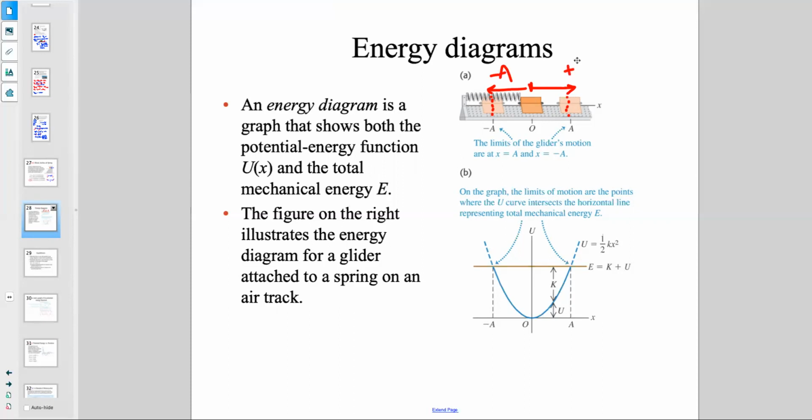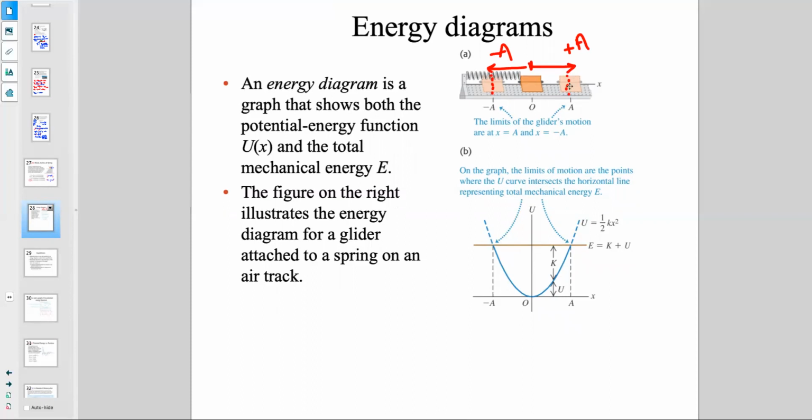All right, so the spring is letting this glider slide back and forth. So the U is half k x squared, okay? That's where the U is. And it's always positive, it does not matter what x is, because x squared is positive regardless. So you have a U that is positive all the time.